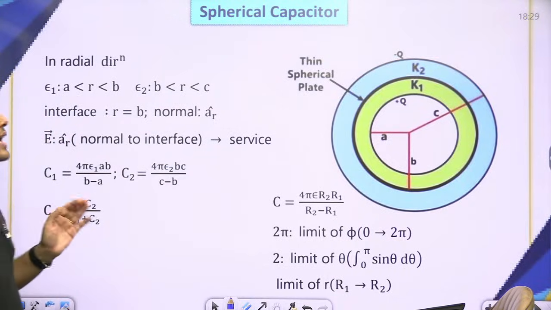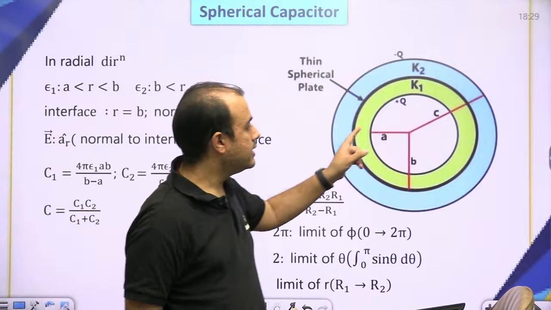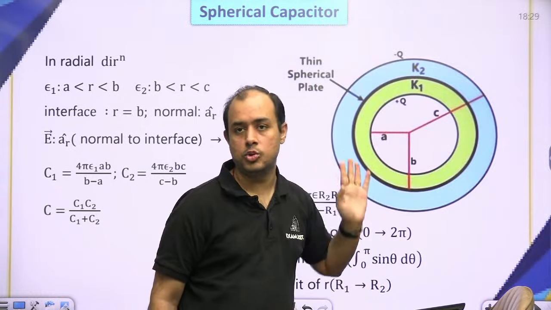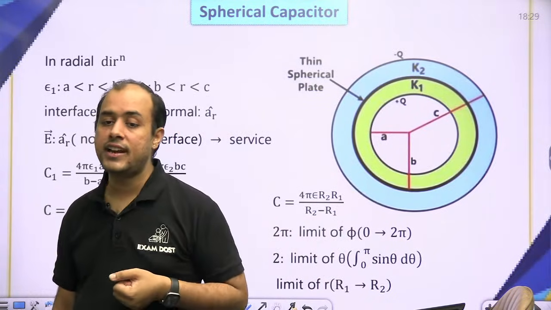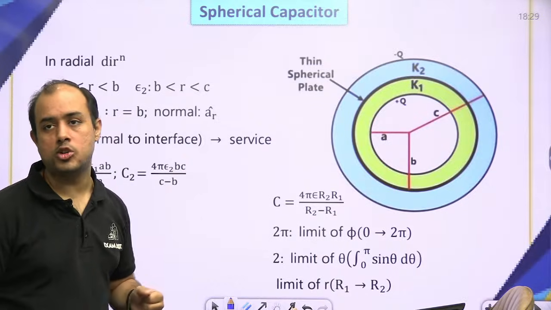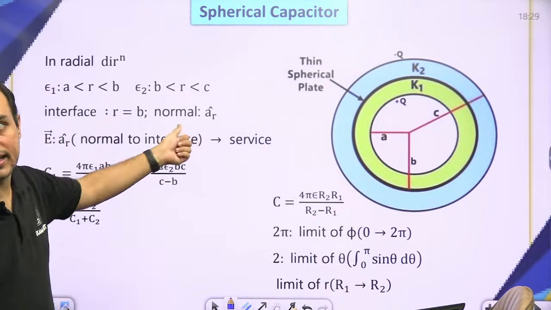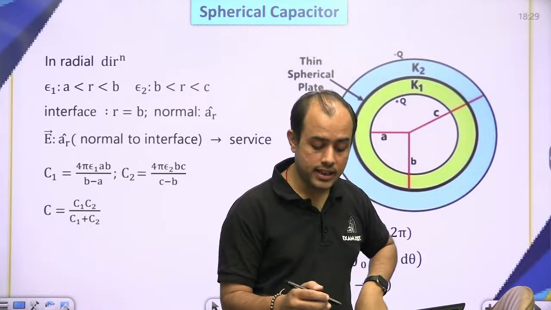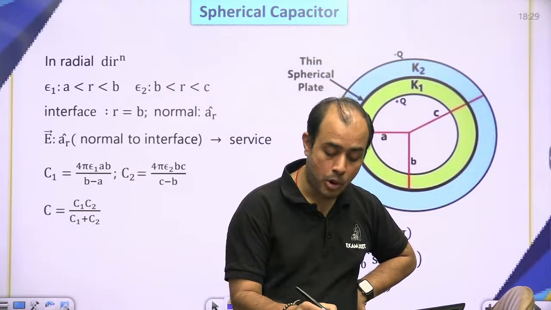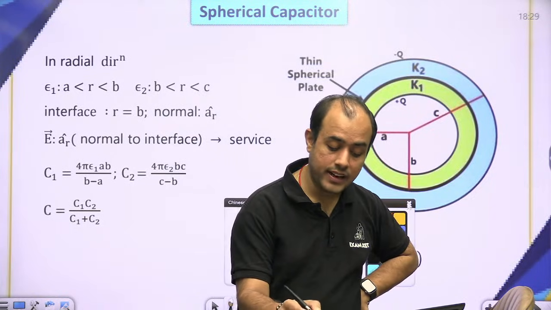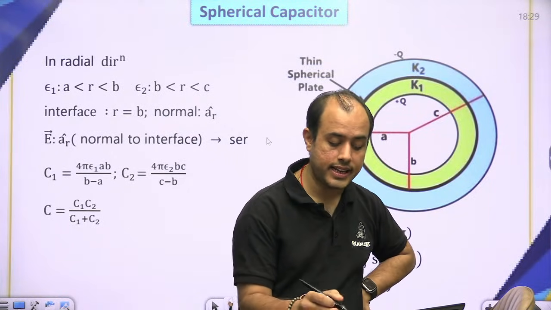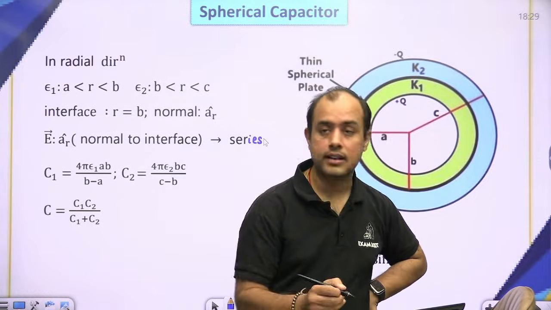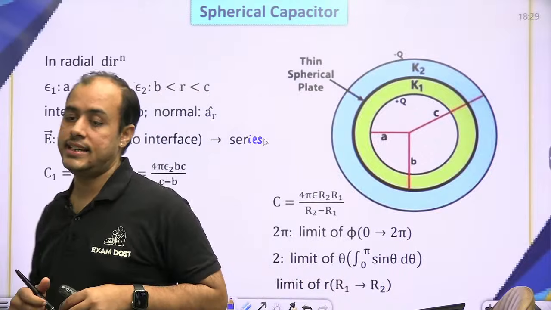Now suppose I am placing two dielectric. The first one is from A to B radially, second is from B to C. So what is the interface? That is R equal to B. What is the normal? AR cap. Now sphere is always treated as a point charge. So electric field is in radial direction, AR cap. Because electric field is parallel to the normal, it will be treated as series connection.